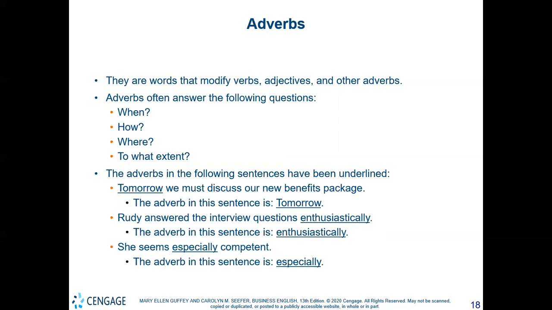And as I said earlier, many of them end with ly. Not all of them, but many of them do. Like here, tomorrow does not end with ly, but enthusiastically does and especially does. So many of your adverbs will end with ly, but not all of them, though most of them.